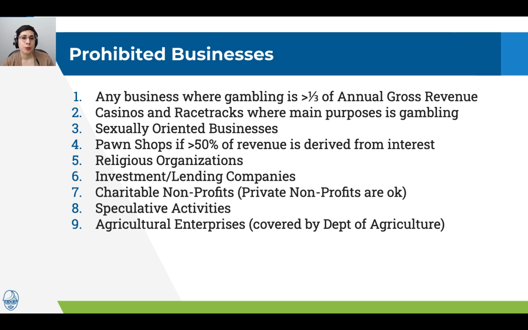Religious organizations will be declined, and investing and lending companies. Charitable nonprofits, but not private nonprofits, will be declined. Speculative activities and agricultural enterprises. And the reason that ag is exempt is because it is covered by the Department of Agriculture, not the SBA.